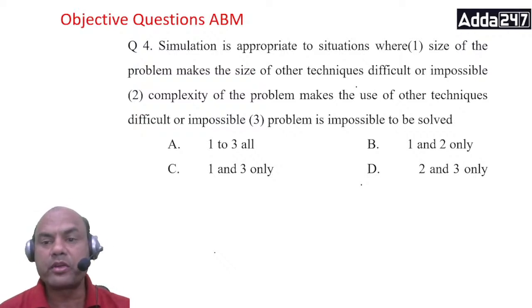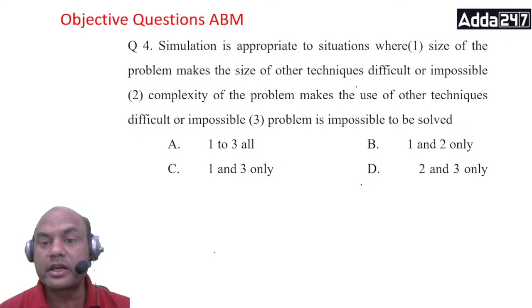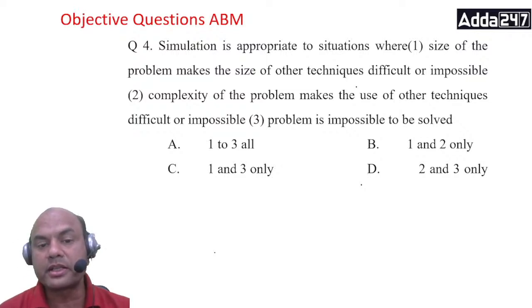Simulation is appropriate where? Now look at the options. Size of the problem makes the use of other techniques difficult or impossible. Complexity of the problem makes the use of other techniques difficult or impossible. Problem is impossible to be solved. So where do we use the simulation? In which case? Size of the problem makes the use of other techniques difficult or impossible.